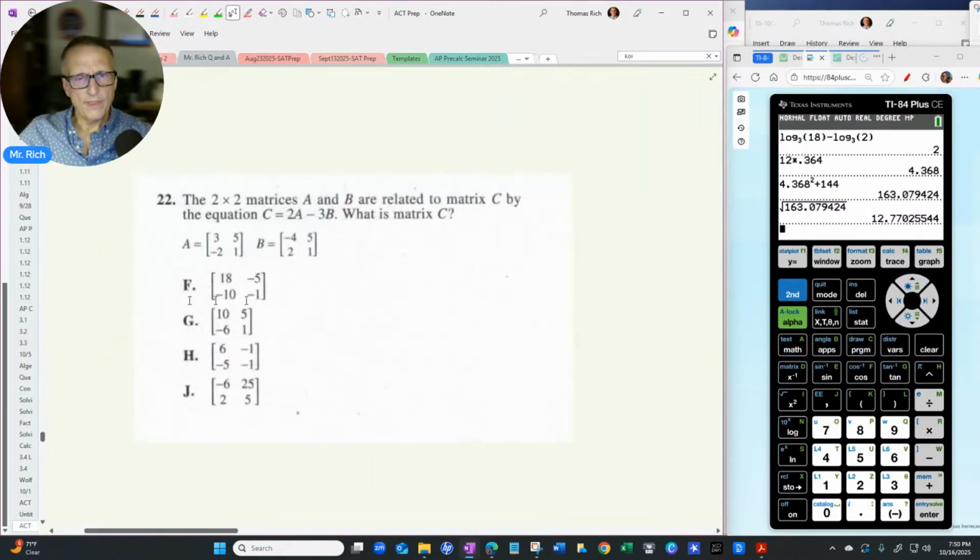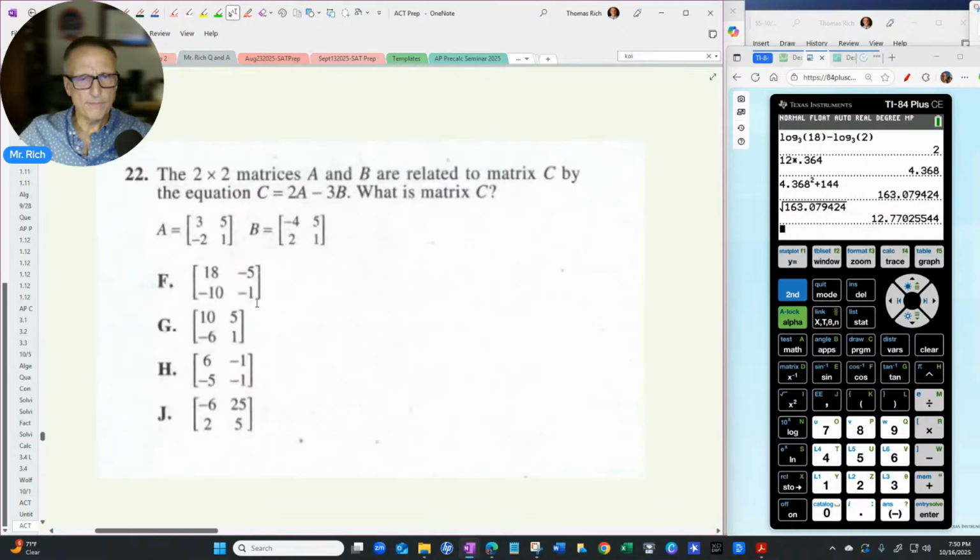Now, the way that I explained it to students is that some of the easier matrix problems that they might put early in the test, your algebra instincts would probably allow you to get them. For example, if you had never seen a matrix or even heard the word matrix or matrices before, I think you could figure this problem out. This says that there are 2 by 2 matrices A and B, and they are related to matrix C by this equation. What is matrix C?